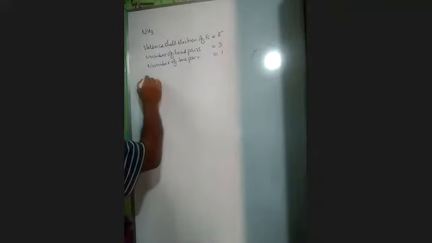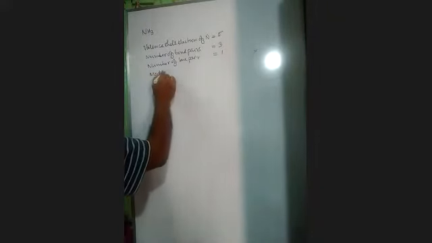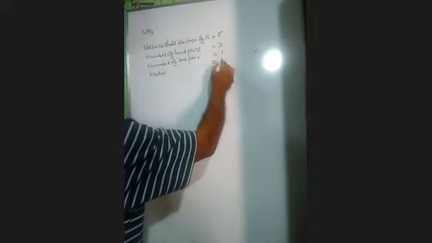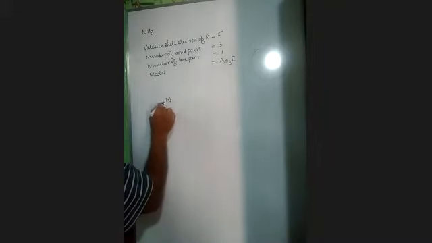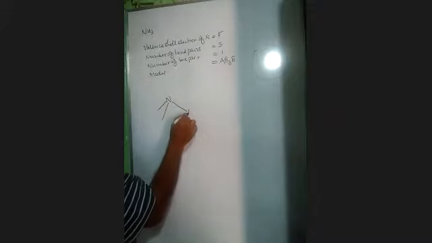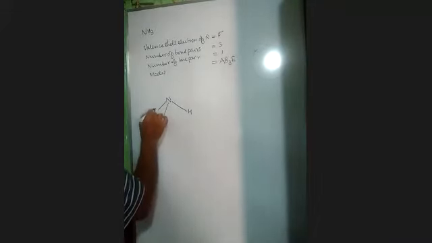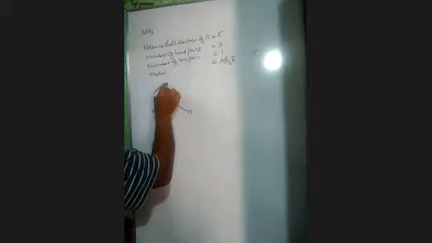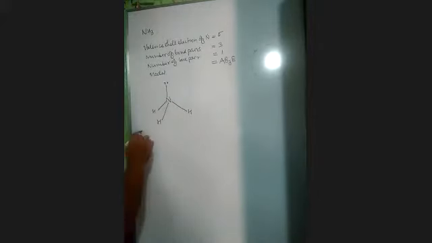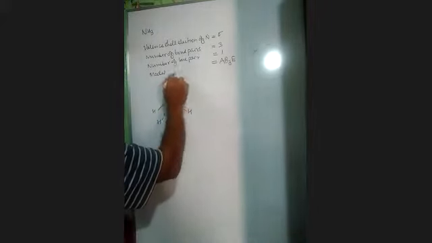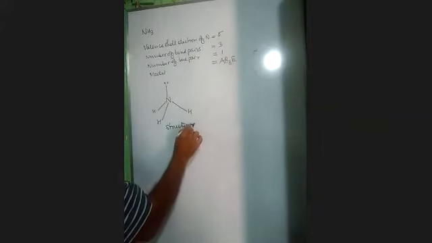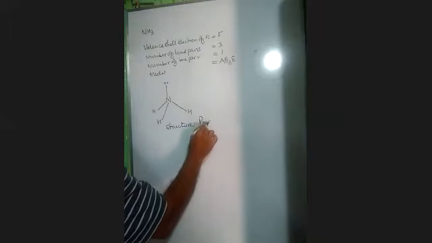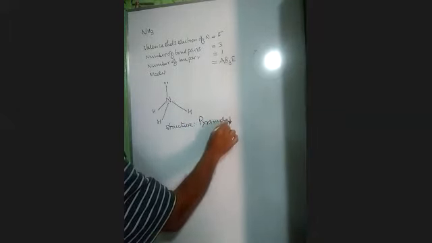So here, what is the model? A, B, C, E. So what is the structure now? So this is not visible. So we'll write here this. Then what is the structure? Filament.